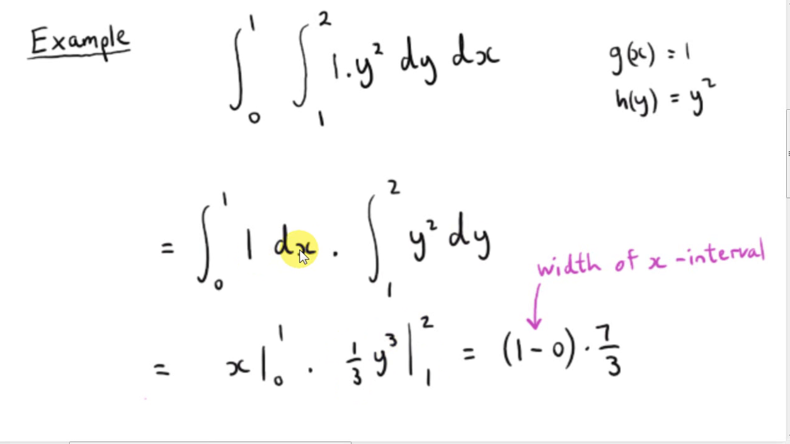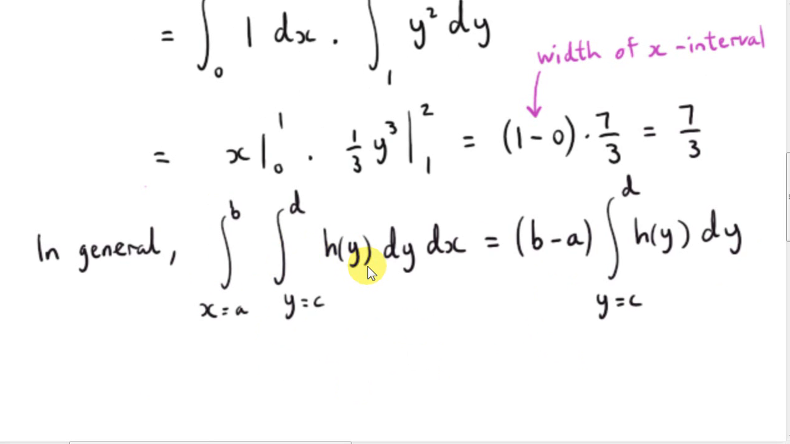Now notice when we integrate 1 with respect to x over the interval from 0 to 1, we are just getting the width of that interval. We're just getting 1 minus 0. So that's the width of the x interval. So in general, if we're getting the double integral of a function of y alone, we just have to multiply the width of the x interval, which in this case is b minus a, and in general it's b minus a, times the single integral of h of y with respect to y. And here the limits in general are called c to d.